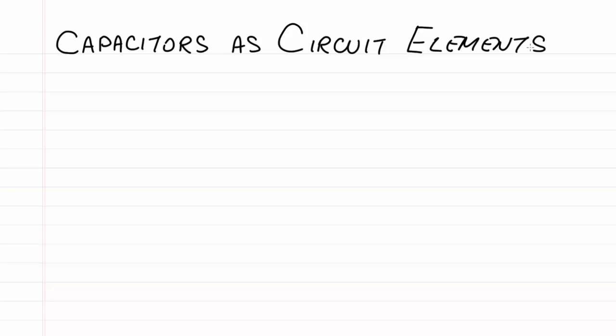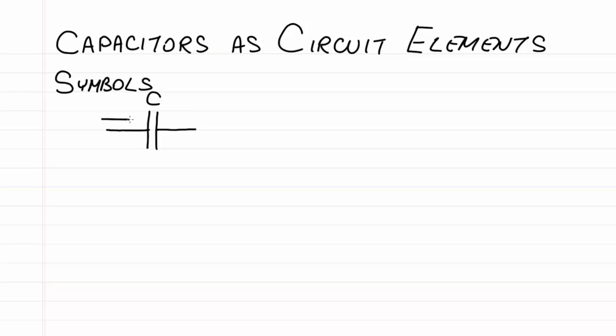Now we'd like to look at using capacitors as circuit elements. To use capacitors as circuit elements, we'll need a symbol to put in our circuit to represent the capacitors. So the first thing we need is to figure out an appropriate symbol. The common symbol for a capacitor is simply two parallel lines that represent the parallel plates of the capacitor itself.